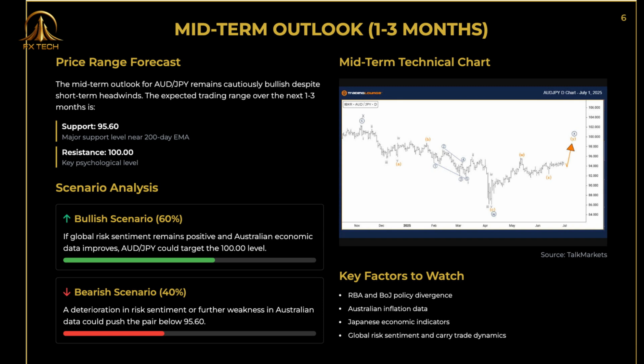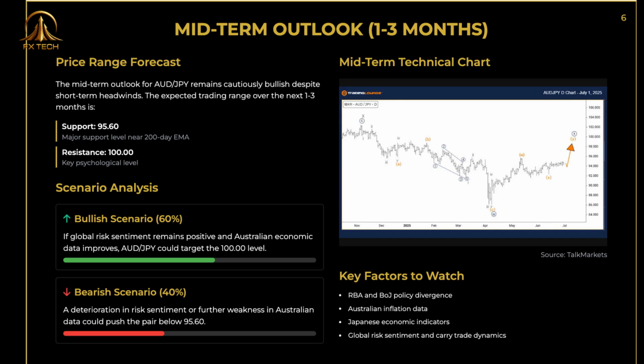Our scenario analysis for the midterm shows a reversal from the short-term outlook. The bullish scenario now carries a 60% probability, suggesting that if global risk sentiment remains positive and Australian economic data improves, AUD/JPY could target the 100.00 level. Conversely, the bearish scenario with a 40% probability indicates that a deterioration in risk sentiment or further weakness in Australian data could push the pair below 95.60.